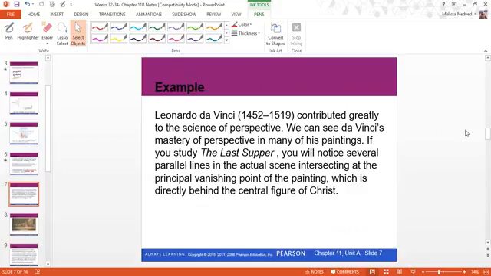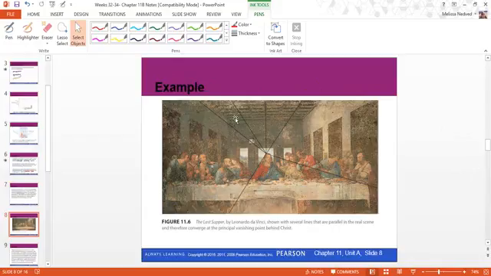So Leonardo da Vinci contributed greatly to the science of perspective. We can see da Vinci's mastery of perspective in many of his paintings. If you studied The Last Supper, you'll notice several parallel lines in the actual scene intersecting at the principal vanishing point of the painting, that first term we had on the last page, which is directly behind the center figure of Christ. So we can see here these parallel lines in real life across the ceiling or along the floor are meeting at that principal vanishing point right behind the head here.